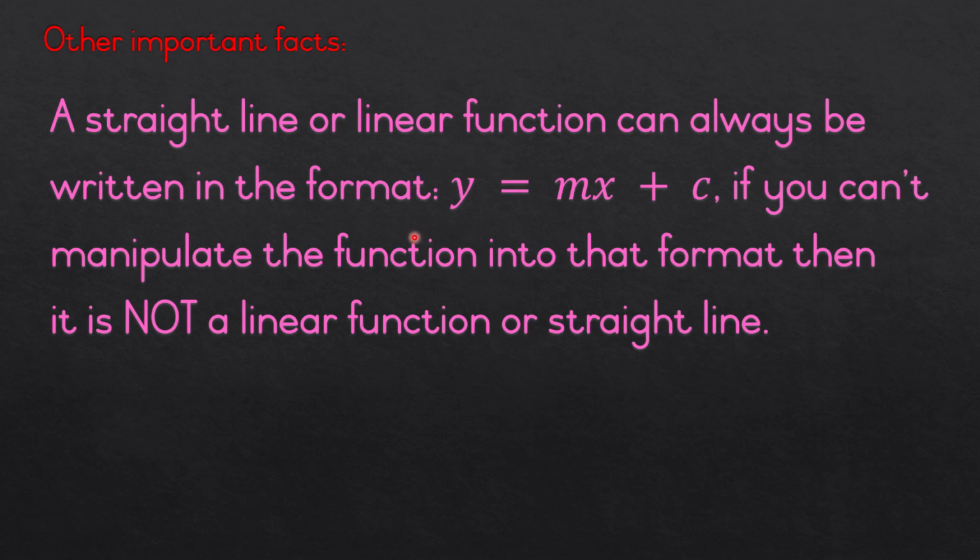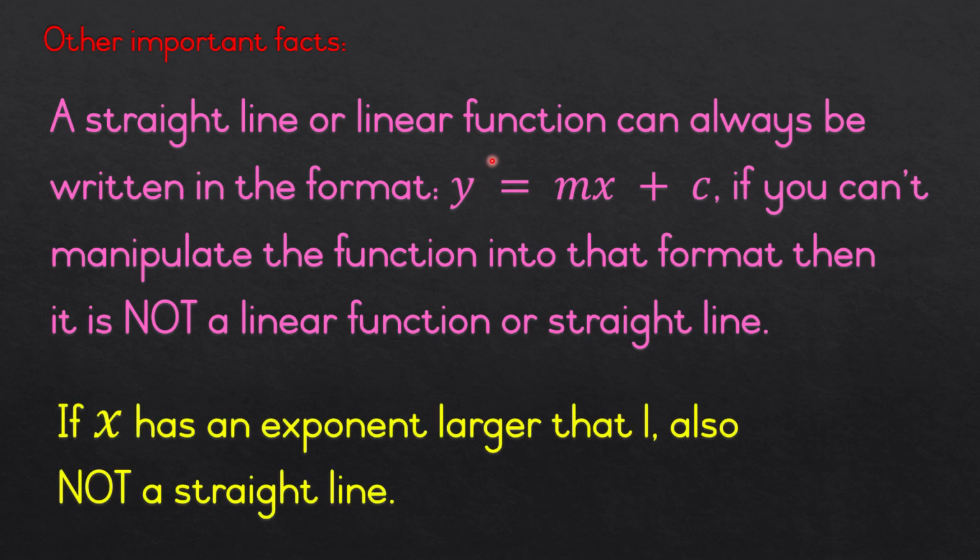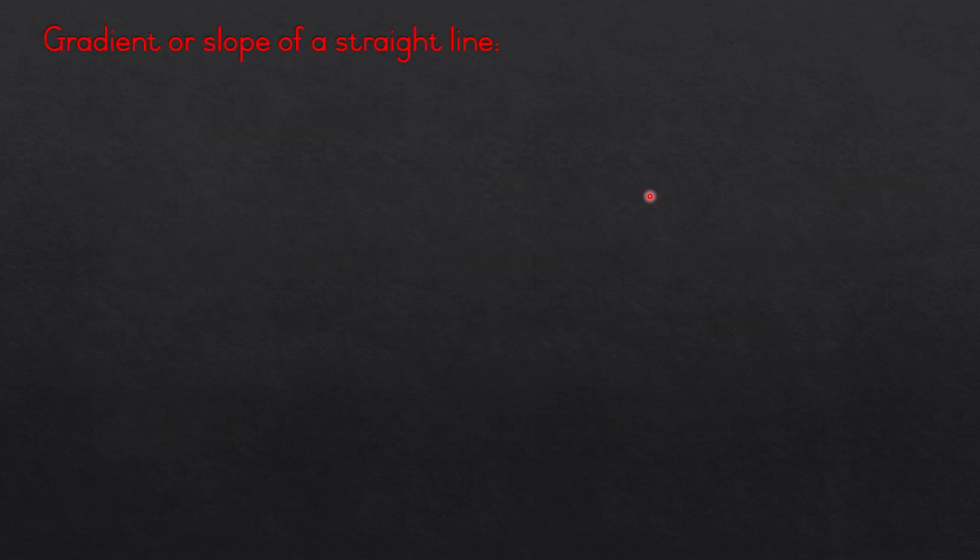You needed to start with y, then equals, then something multiplied by x plus or minus something. Okay, that is your standard format. If, however, your x or your y has an exponent that is larger than 1, it's not a straight line. So if y squared, x, y3, x3, doesn't matter. As soon as there's an exponent larger than 1, it is not a straight line.